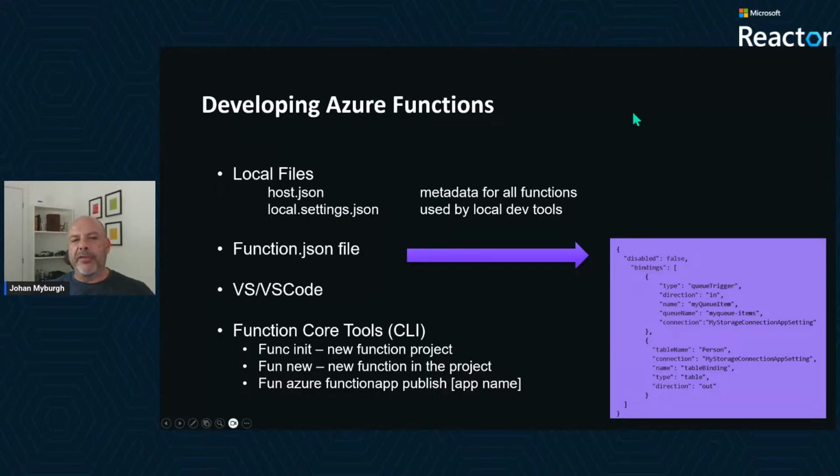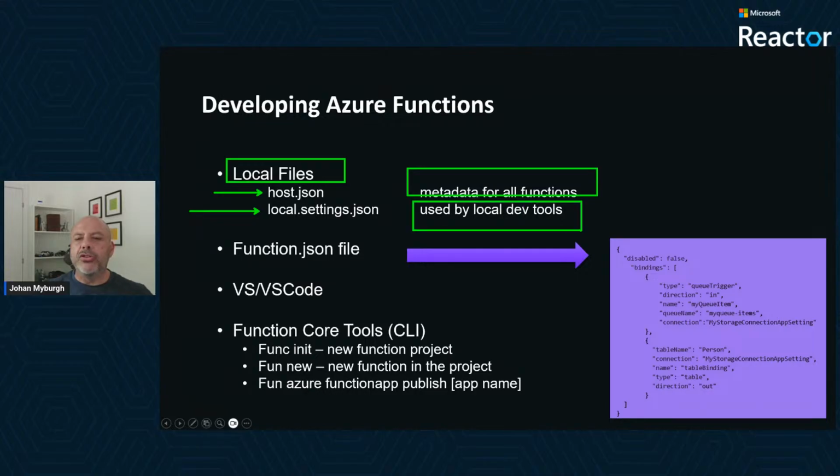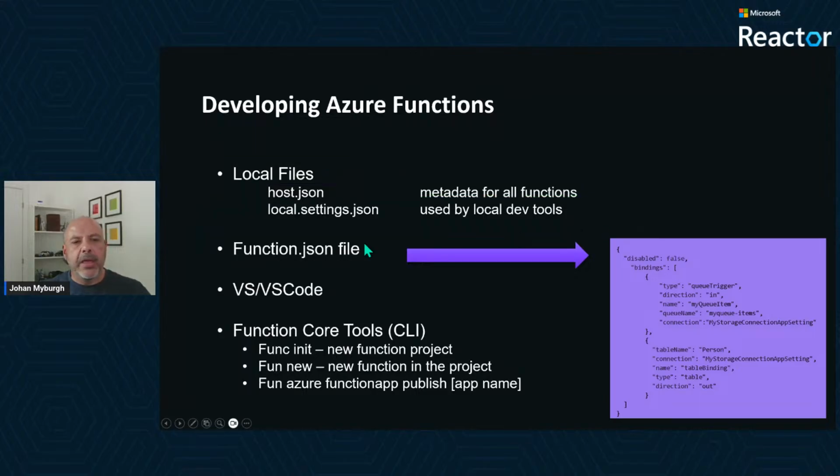So when you're developing functions, there's generally going to be two files that you'll always see. There's always a host.json file. This is metadata for all the functions. And then there's also a local.settings.json file. This is generally used if I'm using some of the developer tools locally. It uses that local.settings.json file.